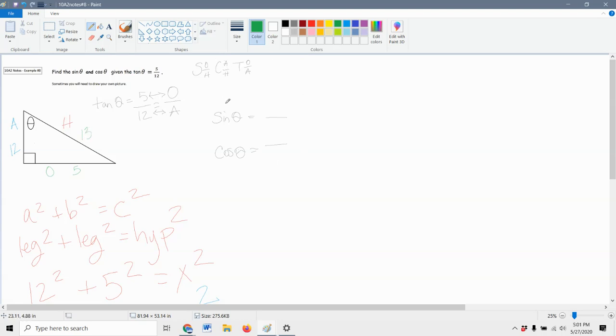All right, so going back to what we're actually being asked for, the sine and the cosine of theta, we're going to use that SOHCAHTOA to remember that the sine of theta is the opposite side over the hypotenuse, opposite side being 5, hypotenuse being 13. For the cosine of theta, it's adjacent over hypotenuse, so 12 over 13. All right, and that's how we work problems like this.